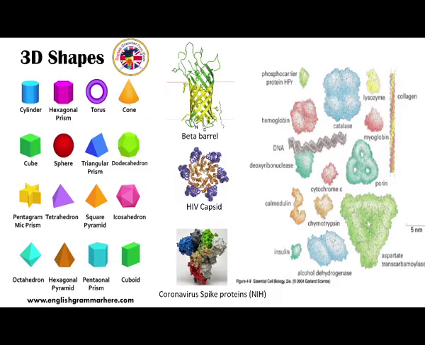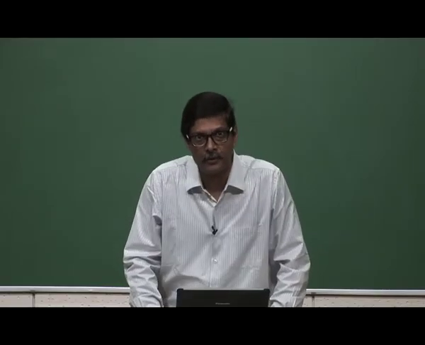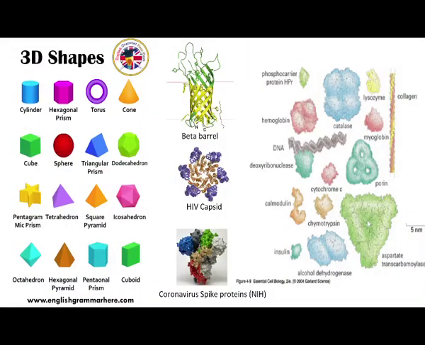Whatever be the constraints by which the protein finally forms a folded structure, it actually takes various kinds of 3D shapes. If you look at the possible 3D shapes, you can have a cylindrical shape, a hexagonal shape, a torus shape, a cone, and so on and so forth. You can have various kinds of shapes, and to our surprise, nature has created these beautiful shapes, perfectly replicated in the form of folded proteins.